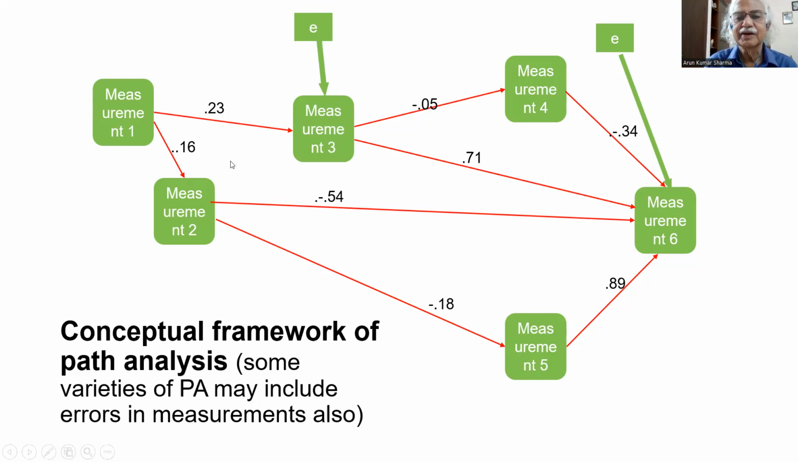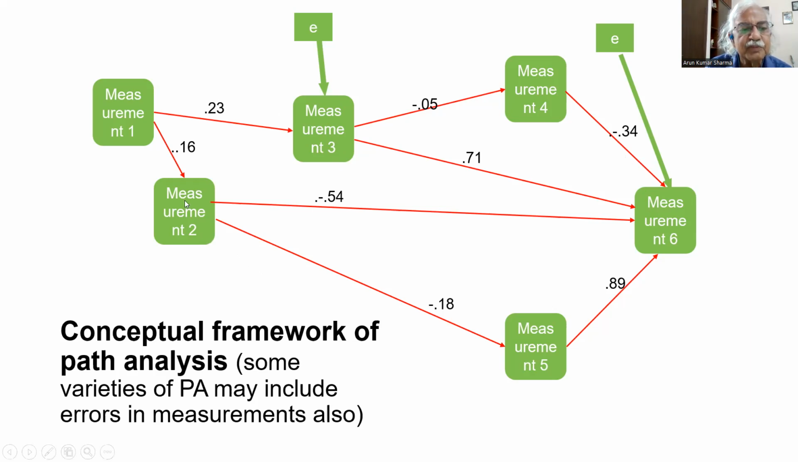Like if you take measurement 3, then measurement 3 has a direct effect on measurement 6, and measurement 3 also has an indirect effect on measurement 6, which is through measurement 4. The correlation between 3 and 4 is minus 0.05, and between 4 and 6 it is minus 0.34. Direct correlation is 0.71.